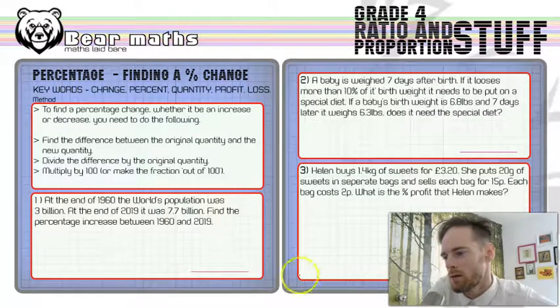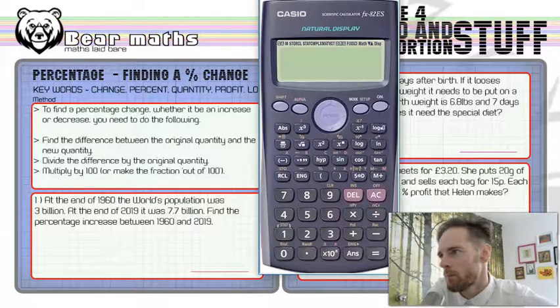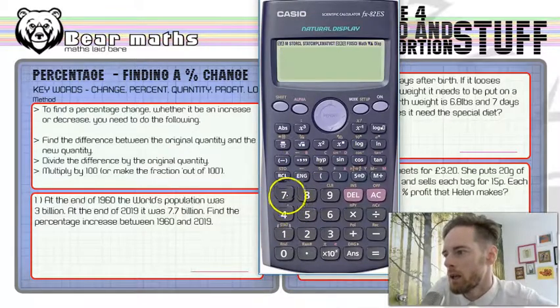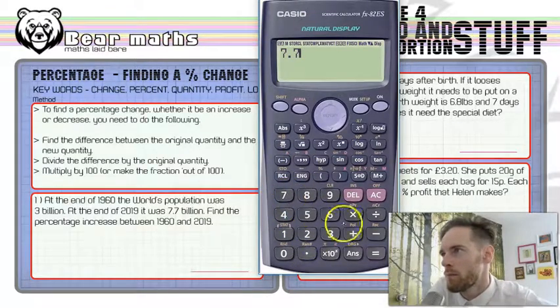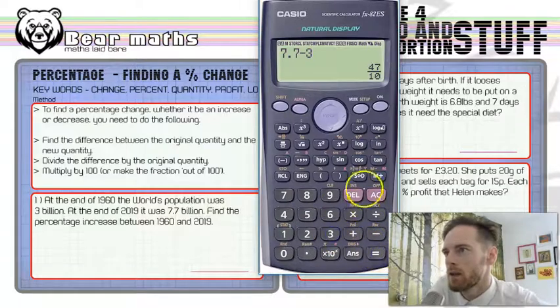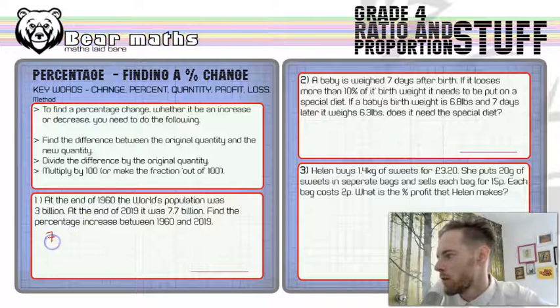So what we need to do is do 7.7 billion, take away 3 billion. And we don't have to write the billion in there. We just do 7.7 and then take away 3. That leaves us with 4.7. And then that answer would be 4.7 billion. So 7.7 minus 3 is 4.7.